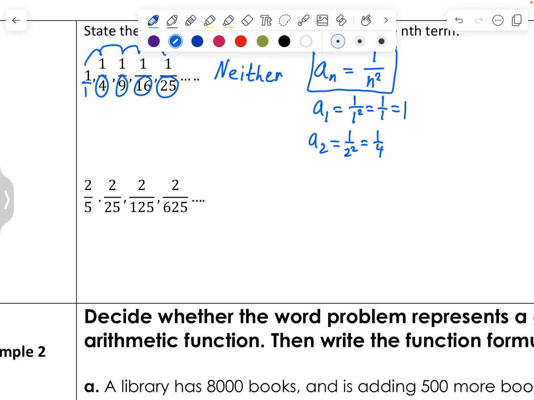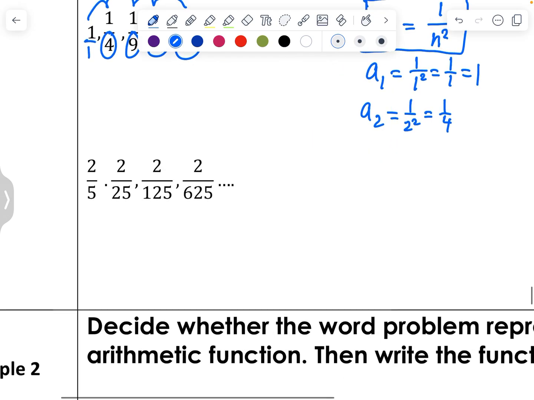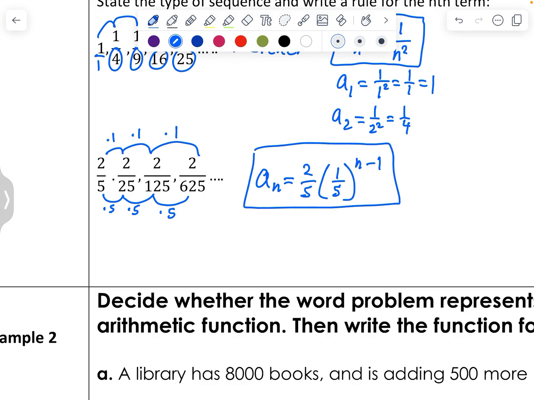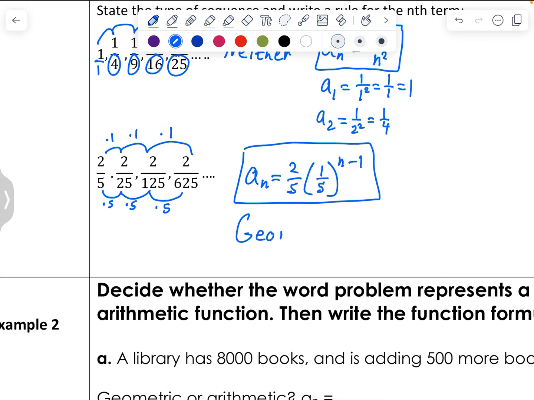The next one is a little bit different. It's kind of a combination. It's actually more of a geometric sequence because we are multiplying consistently. Here we're going times 5, times 5, times 5, but the 2's are staying consistent. So this is times 1. That's how you keep the pattern the same. Okay, so then our rule on this one, since we're going from 2/5 to 2/25, and it's 1 on top, 5 on the bottom, this is just your standard geometric rule, where the first term is 2/5, the rate is 1/5 to the n minus 1. And we could say that that is geometric.